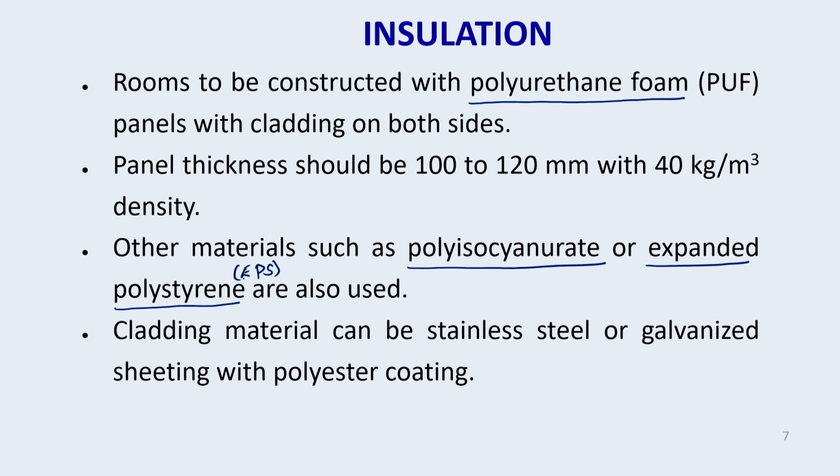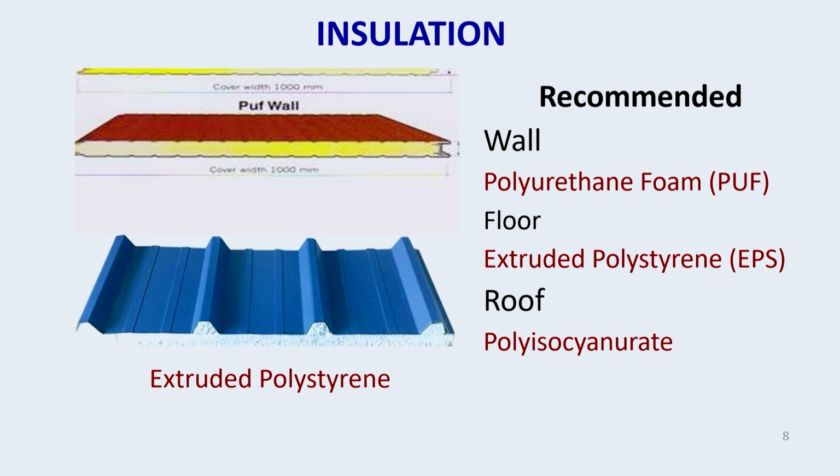EPS is a short form of expanded polystyrene, and polyurethane foam is referred to as PUF. Cladding material can be stainless steel or galvanized sheet with polyester coating. The photograph shows the selected insulating material is the PUF polyurethane foam, which is used for the construction of the wall.